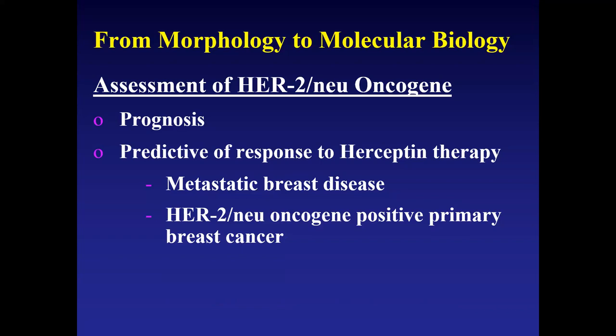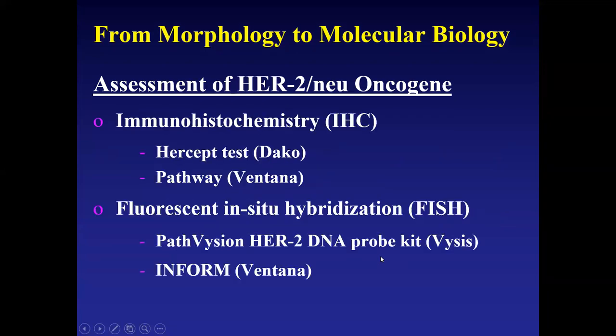And of course, assessment of the HER2 oncogene provides prognosis, and is also predictive of response to Herceptin therapy, not only in metastatic breast cancer, which was initially presented, but also right now in every hormone receptor, HER2 oncogene positive primary breast cancer, where it has become an important component of Herceptin therapy. The HER2 oncogene can be assessed either through immunocytochemistry or through fluorescent in situ hybridization technology called FISH.